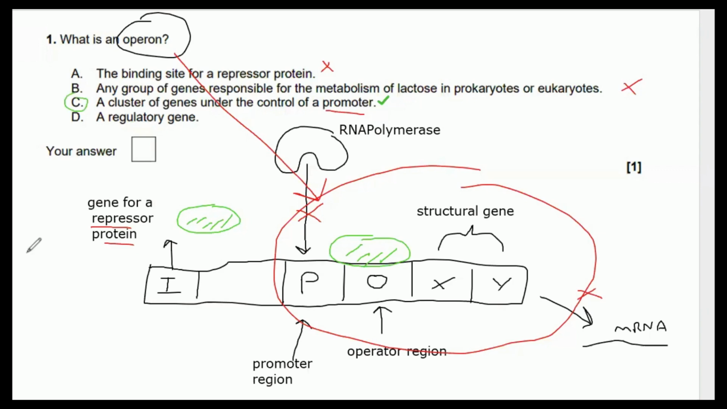And there we go. And D, a regulatory gene. Well, the regulatory gene is just over here, just before the operon. And that's what is transcribed to produce the repressor protein. You can get activator proteins as well, or repressor proteins, which inhibit transcription, but you can get activator proteins that increase the likelihood of transcription as well. They increase the ability of RNA polymerase to bind. This particular one's a repressor, so it prevents RNA polymerase binding. All right, let's move on.